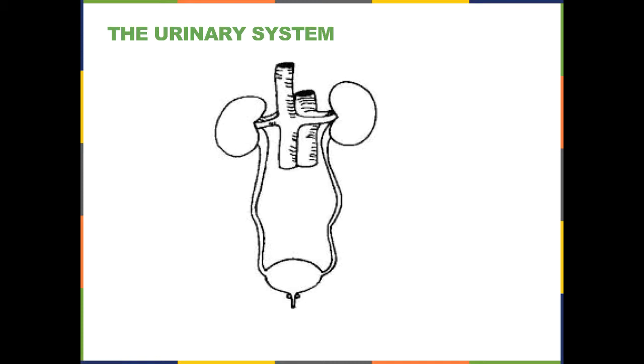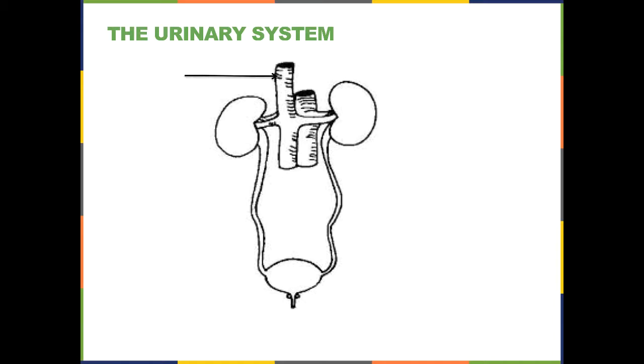We're going to finish up this year in biology by discussing the urinary system. And I think this unit, in closing out, is going to be one of the easier units for you guys to deal with. I want to start out with a brief overview of the anatomy of the urinary system.